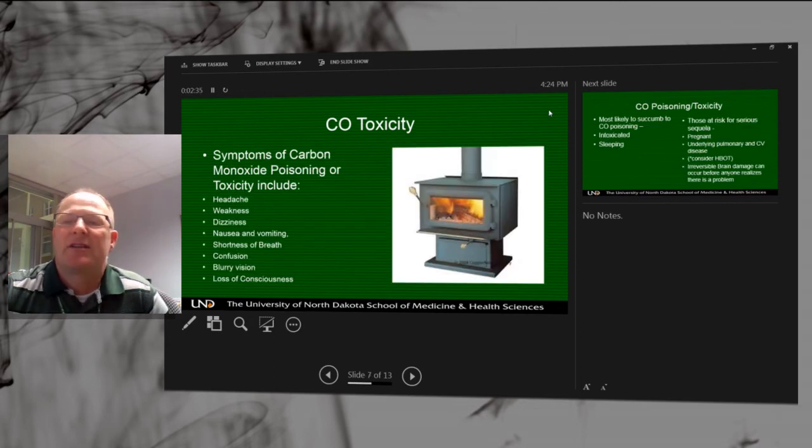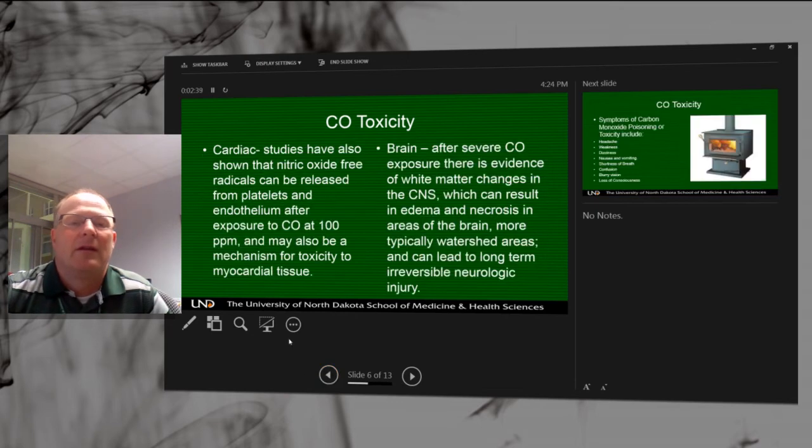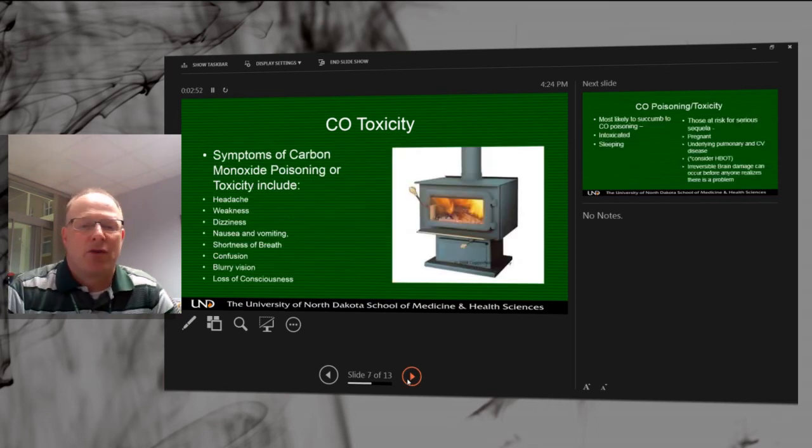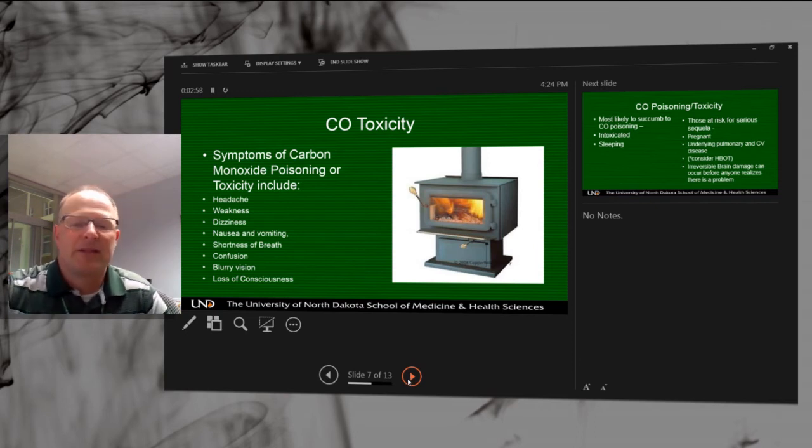Carbon monoxide toxicity symptoms include headache, weakness, dizziness, nausea and vomiting, shortness of breath, confusion, blurry vision, or loss of consciousness. Headache is the most common symptom.